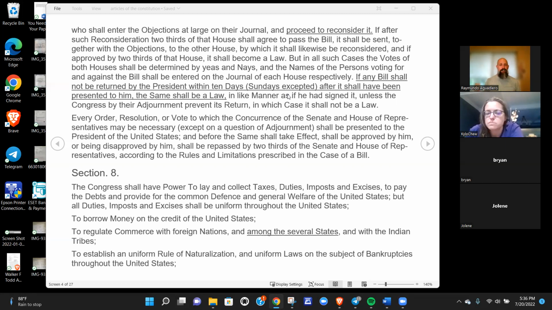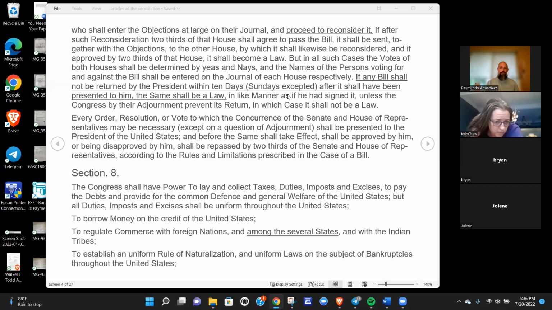All right, Section 8. Congress shall have power to lay and collect taxes, duties, imposts, and excises, to pay the debts and provide for the common defense and general welfare of the United States. But all duties, imposts, and excises shall be uniform throughout the United States. So Congress can impose taxes on the states. I guess it doesn't say who. They can just impose taxes. I don't know, it's probably just on the states.